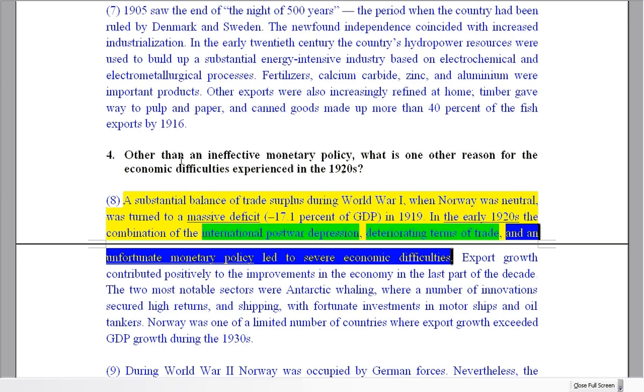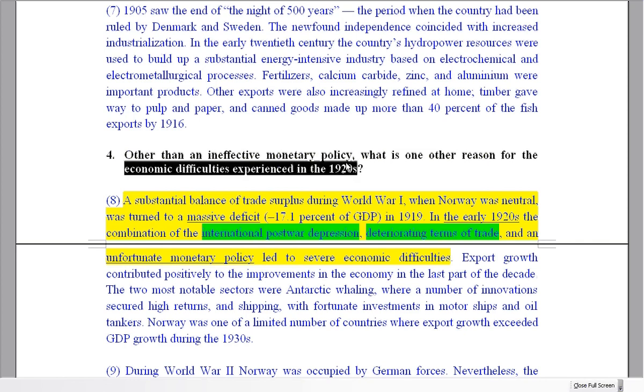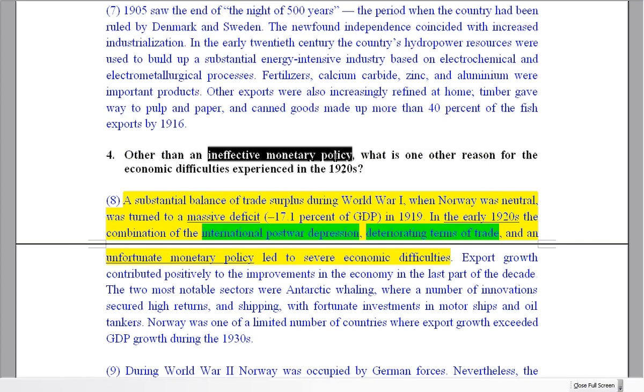And that isn't the answer, because "other than" means don't use this example. It means use one of the other examples in the text, other than this. This is a reason for the economic difficulties. We don't want you to give this as your answer. We want you to give one of the other reasons.